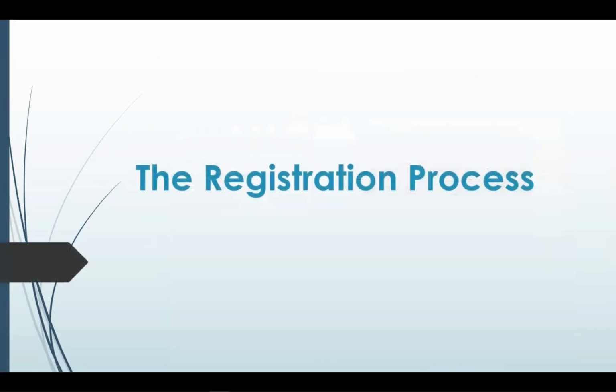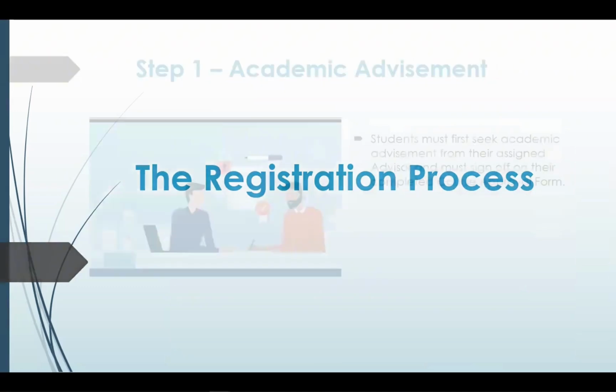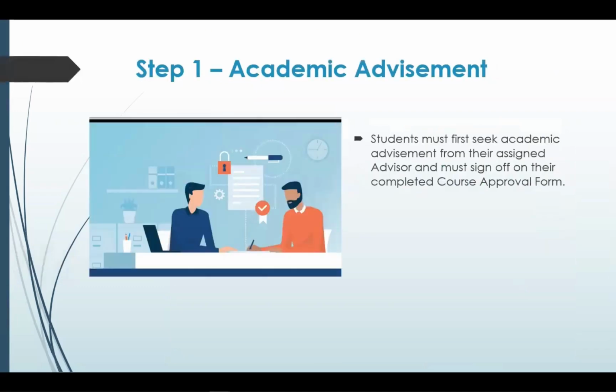Now, let us move on to the registration process. Step 1. Academic advisement. Students must first seek academic advisement from their assigned advisor and must sign off on their completed course approval form.